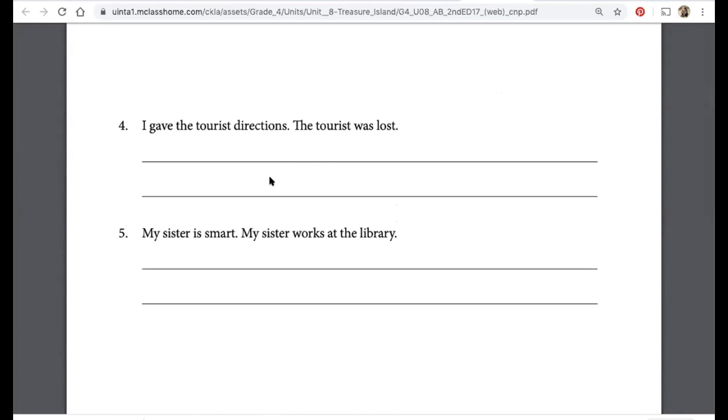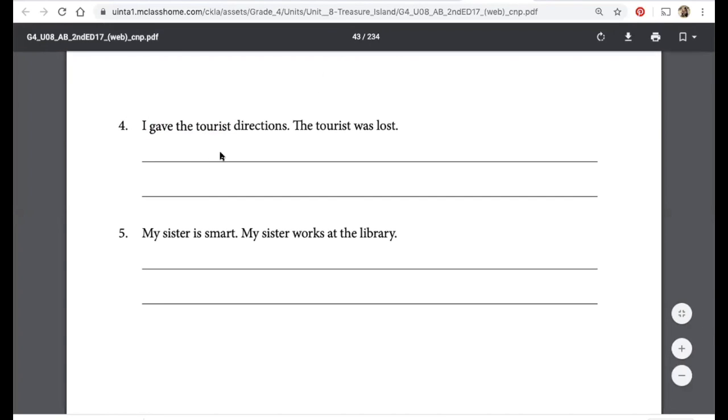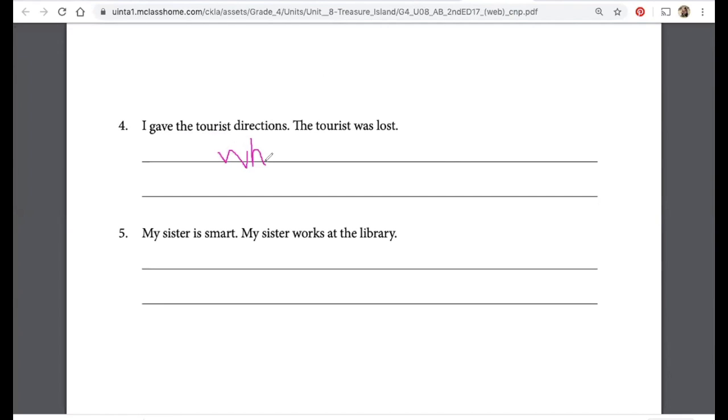Let's go to number 4. I gave the tourist directions. The tourist was lost. What do you think is going to go here? So let's think. The tourist is a person, and we could say is an it, okay? We could also say it's a he or a she. So if it's a subject, you are going to use who here. So I want you to do your own sentence using who, okay?